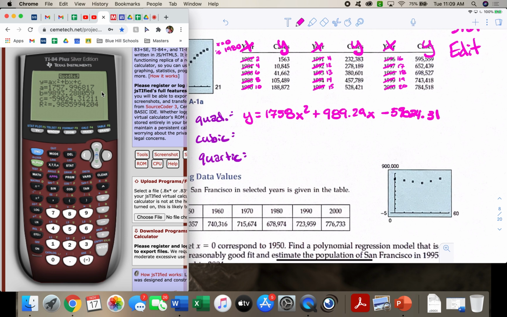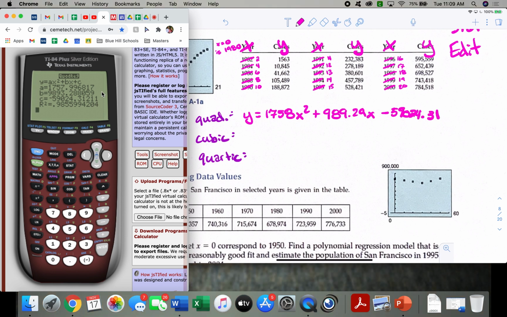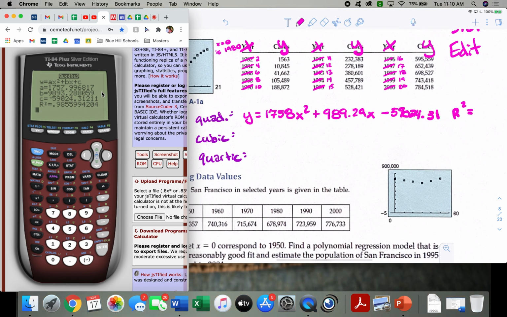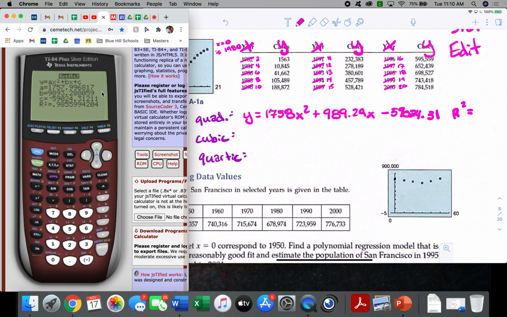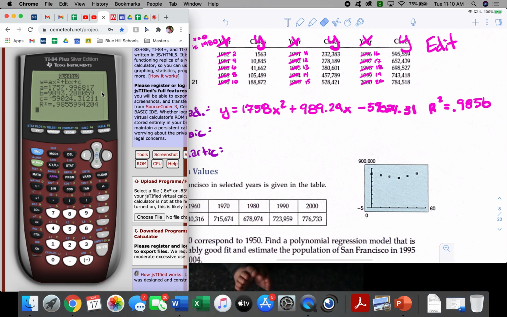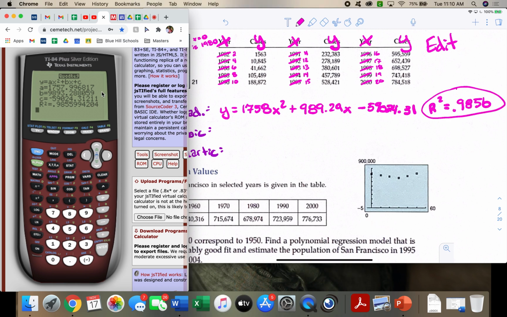Make sense? Good? Okay, now I'm also going to write down that my calculator says an r squared of 0.9856. Here in a second, I'll show you how to get that r squared on there if you don't already have it. I'm going to write r squared equals 0.9856 off to the side, separate from the function. Four decimal places. Right?